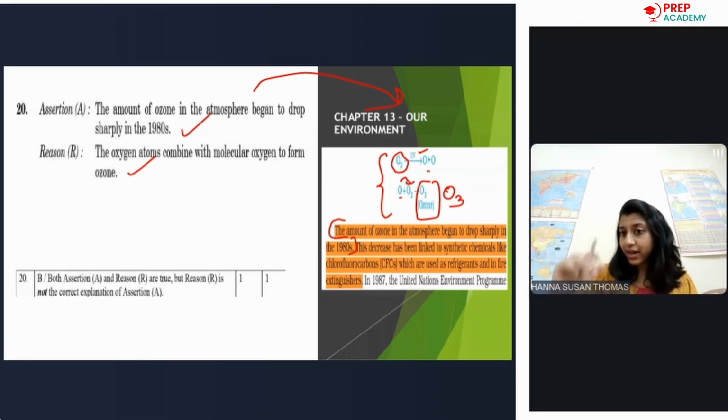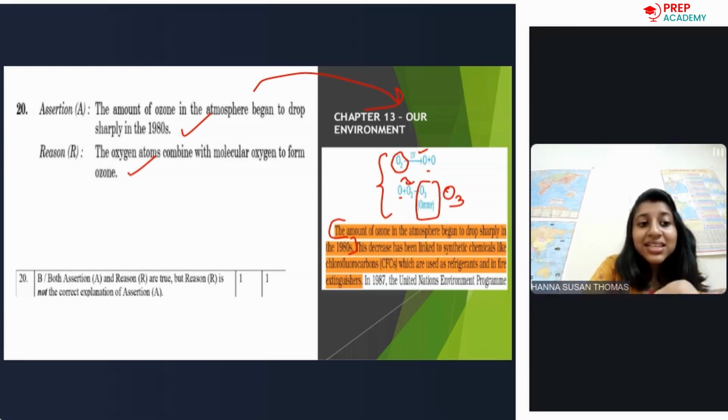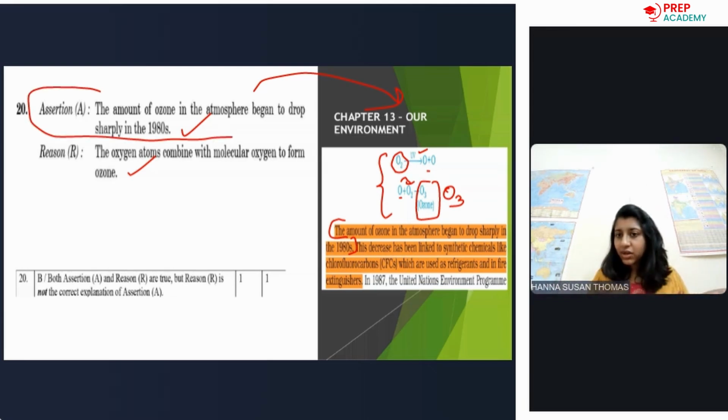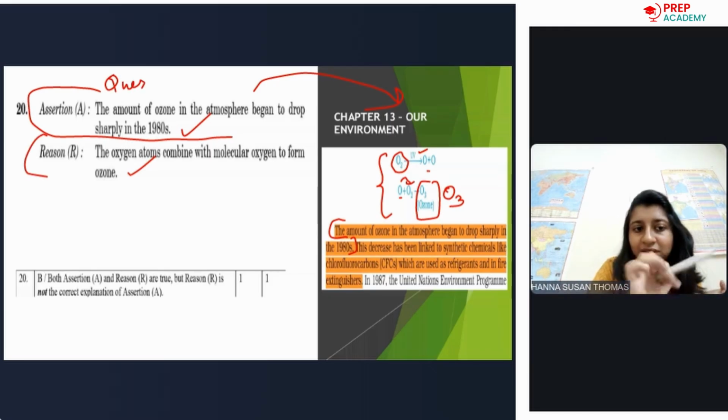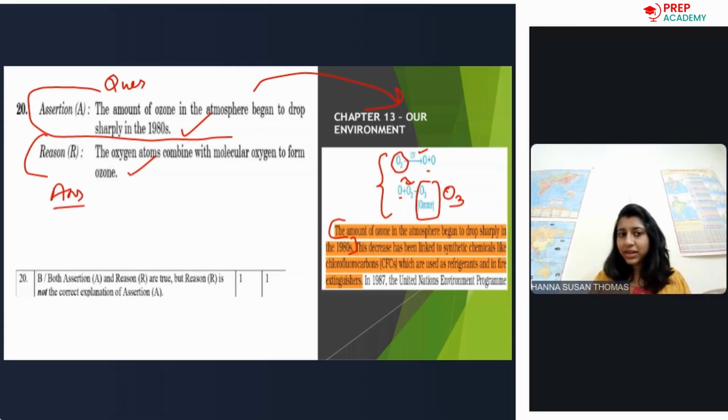So here comes the next step in your assertion reason question. If you understand that both these statements are true, then you have to assume the assertion as a question and take the reason as its respective answer. So assertion assumed as question, reason assumed as answer.